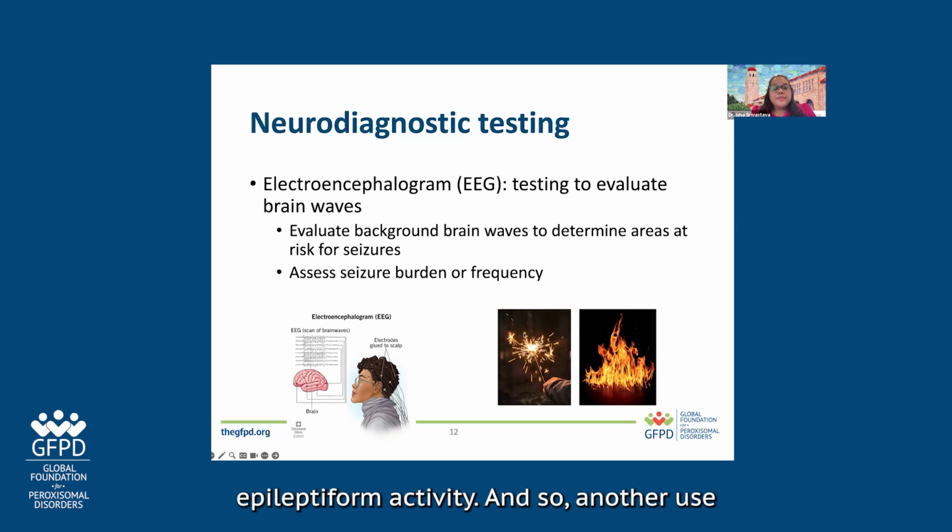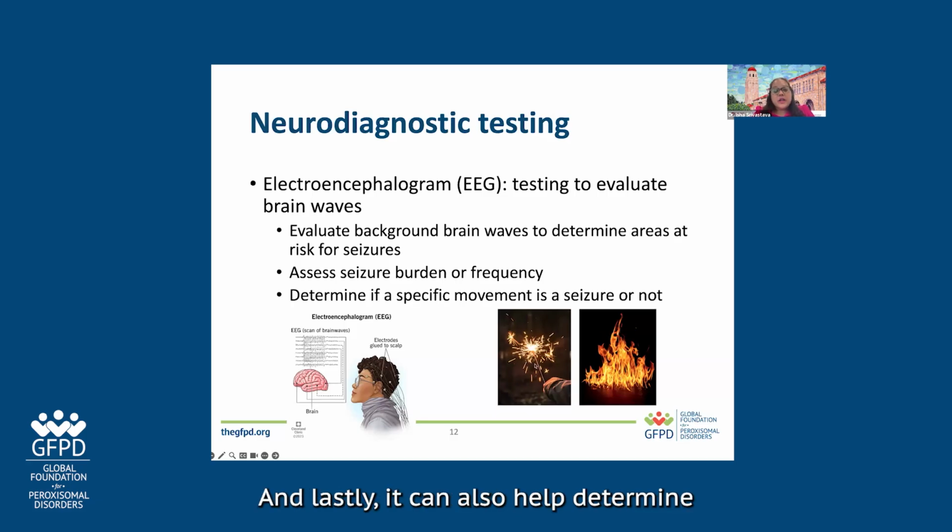And so, another use of the EEG is if there are seizures, it can help tell us how often the seizures are happening, how many seizures are happening, but it can also tell how often these sparks are happening and how many different parts of the brain are having these sparks. And lastly, it can also help determine if a specific movement is a seizure or not. So I hope this is highlighting that EEGs are doing a lot more than just is there a seizure or is there not a seizure, and can tell quite a bit of information even in the absence of seizures happening at the time of the EEG.